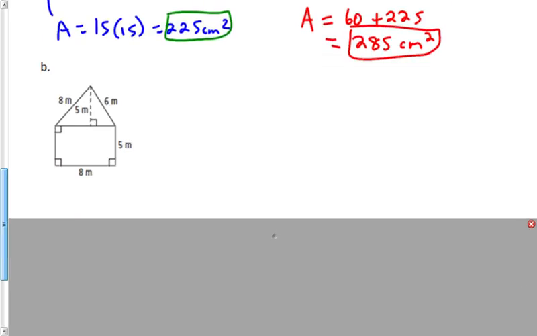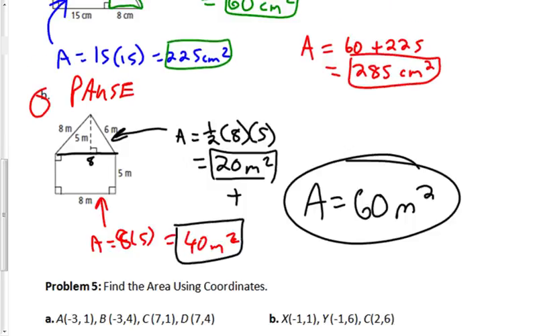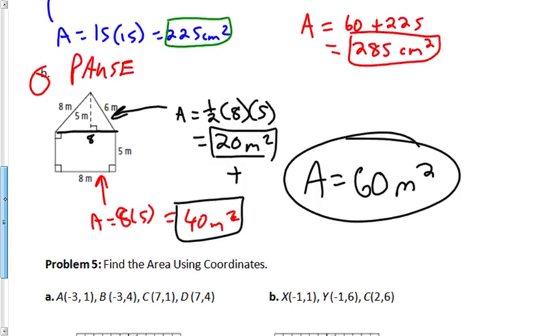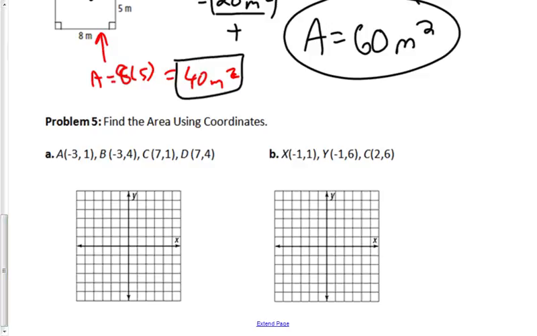So take a look at this one in letter B. Why don't you try this one on your own? Again, pause it, and you can unpause it when you got it, and take a look and compare the answers. All right, so feel free to take a look at letter B for this. The two parts, we got 20 meters squared and 40 meters squared, adding up to 60 meters squared total.